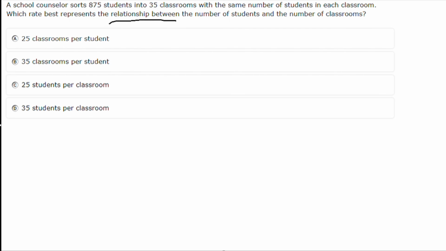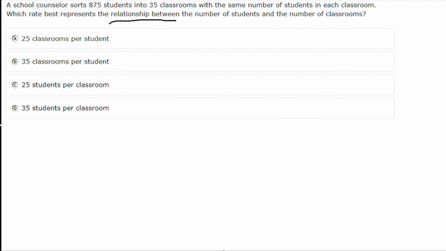Now, looking at our answer choices, we have 2 that seem similar and the other 2 that seem similar as well. We have A and B, which puts classrooms per student, and we have C and D, which puts students per classroom. Now, which one makes the most sense? Obviously, the students per classroom, right? You can't necessarily put 25 classrooms to 1 student. No, we put students in classrooms.